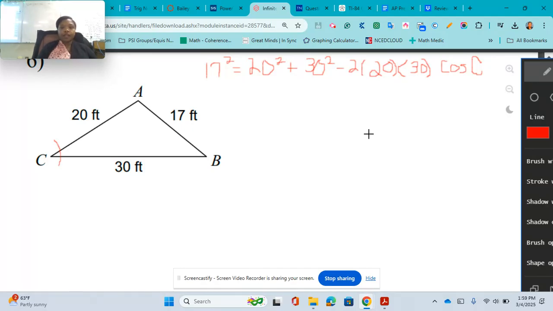All right. We're going to plug in the 17 squared first, get that answer. Then we're going to plug in the 20 squared plus the 30 squared, get that answer. And then we're going to plug in the negative 2 times the 20 times the 30. Write it down.